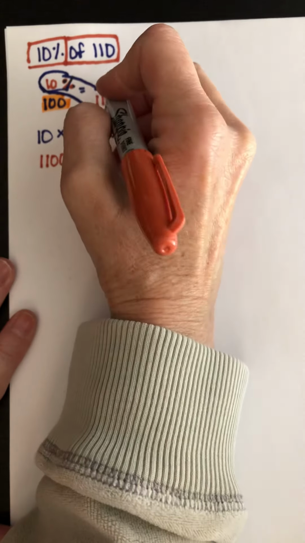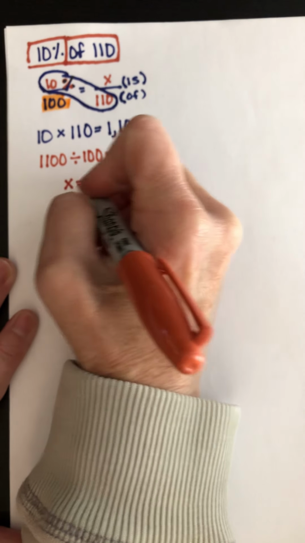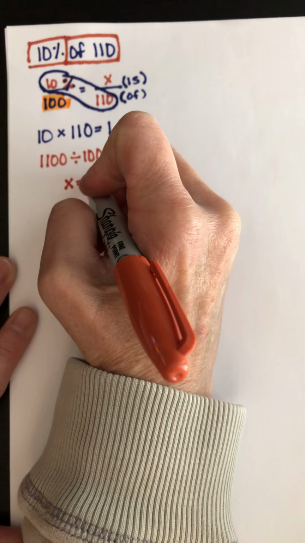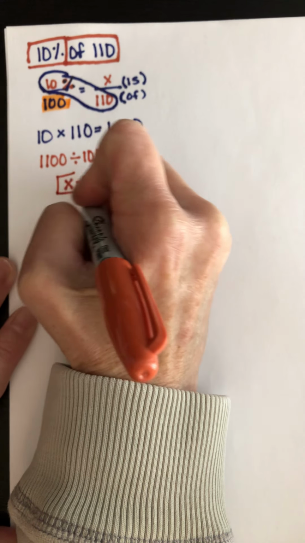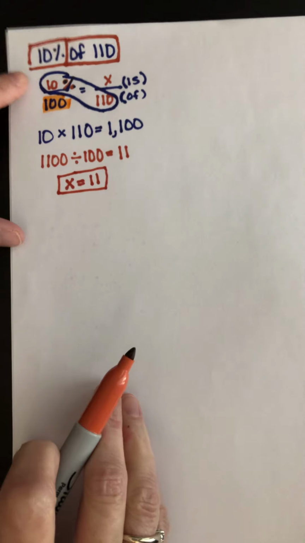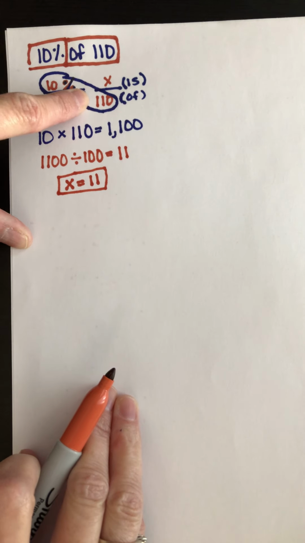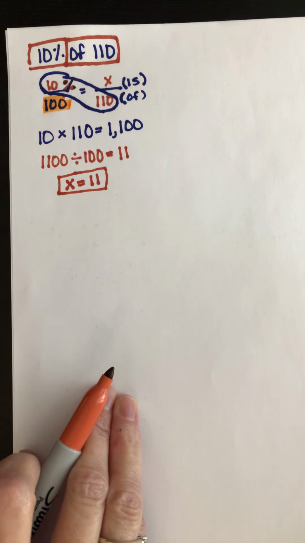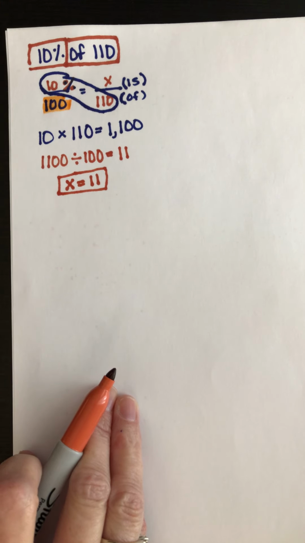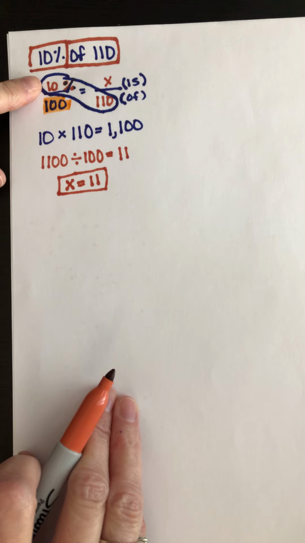So my x, my unknown, x equals 11. And that makes sense because 10% is not a whole lot out of 100. So 11 out of 110, that makes sense. If I ended up with a number like 85 out of 110, that would make sense that it's not possible because it's only 10%.